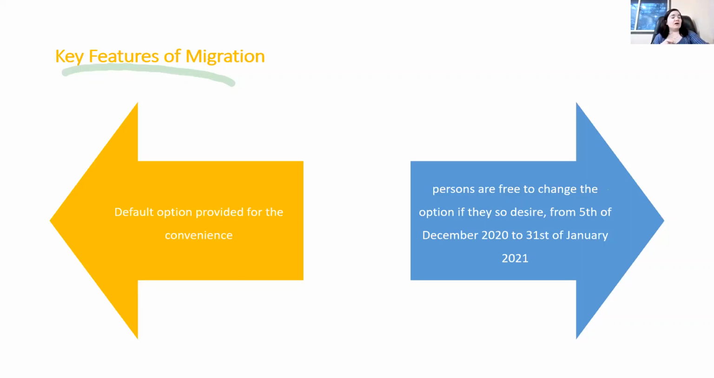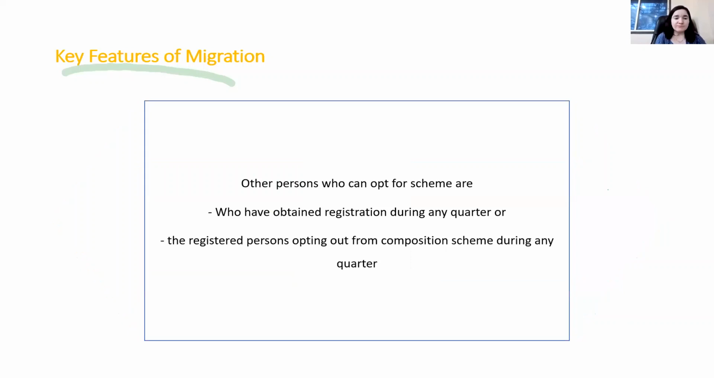Now, today is, I think, the 23rd. So up to 31st January you can change the option. So please check whether the taxpayer is migrated. If it is migrated, whether you really intend to opt for the quarterly scheme. If you don't want to opt for the scheme, then please opt out. Else, from the month of February, you have to file the return under the quarterly scheme if the migration is default. So if you intend to opt out from the scheme, please ensure that you opt out before 31st January 2021.